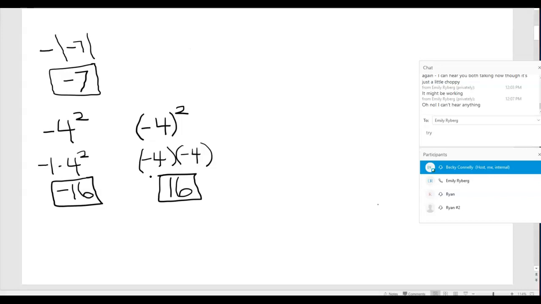Correct. And the one that's inside. Correct. That's correct.